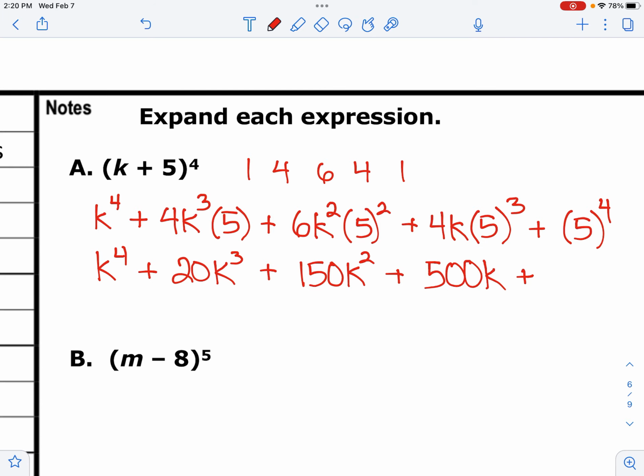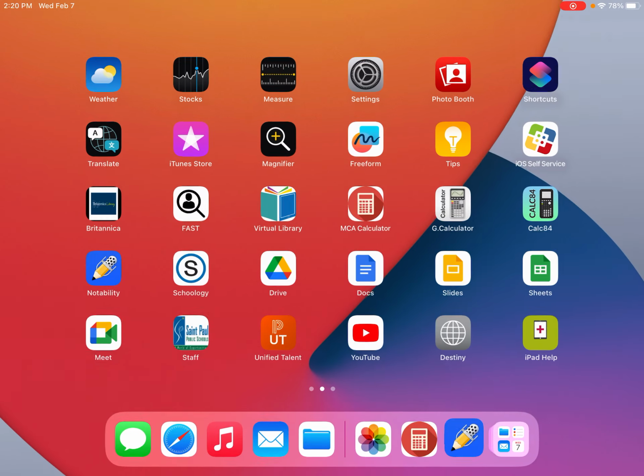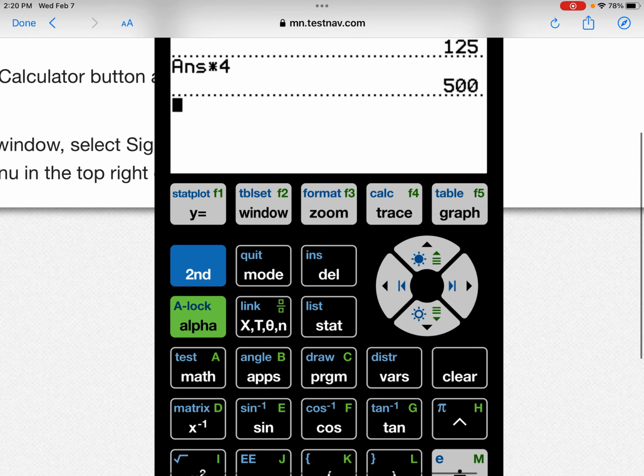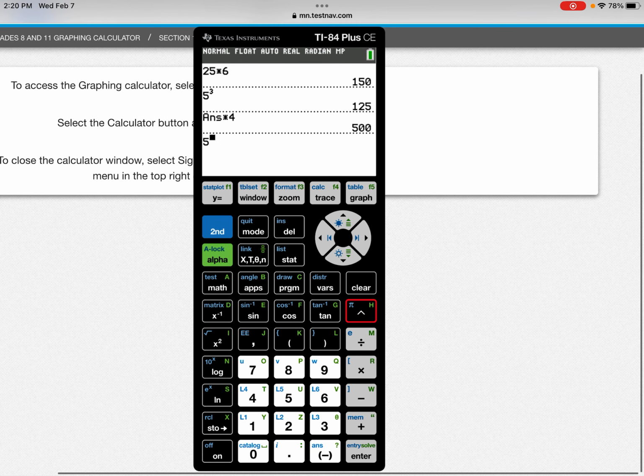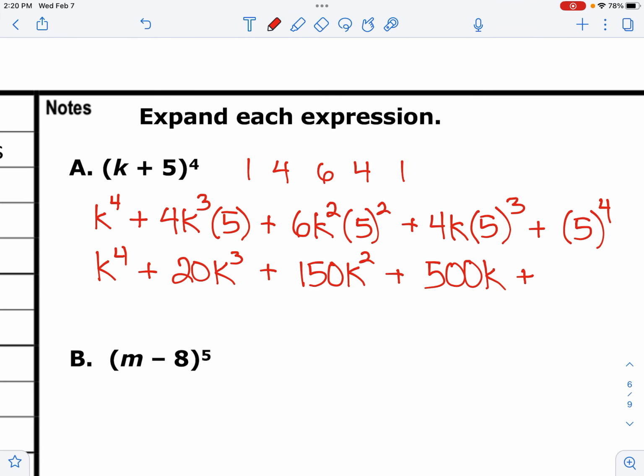And then this one, I have 5 to the fourth, so I'm just going to do that on my calculator. 5 to the fourth power, 625. Okay, so this is plus 625. And now I have my answer.